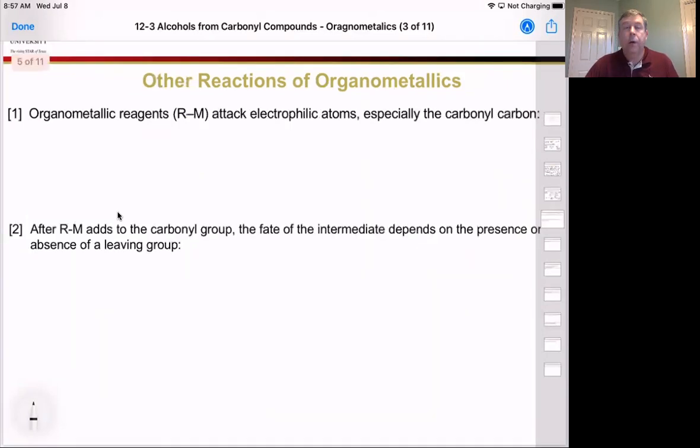Okay, so let's move on to reactions we can do with this. So one of the reactions we can do with this is it'll react with anything that has a partially positive carbon because it's acting as a nucleophile and it's acting as a base. So in the case of a cyclic ether or this epoxide here, this is the partially positive side of the bond. This is the partially negative side of the bond. So our alkyl organometallic reagent is going to attack that partially positive side to give us a ring opening reaction.